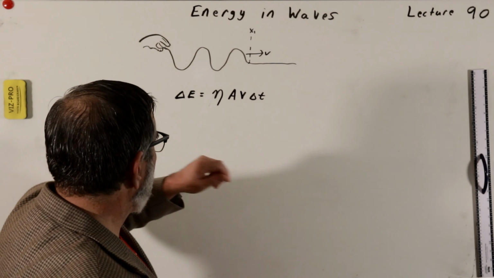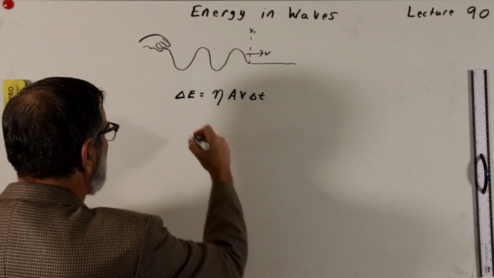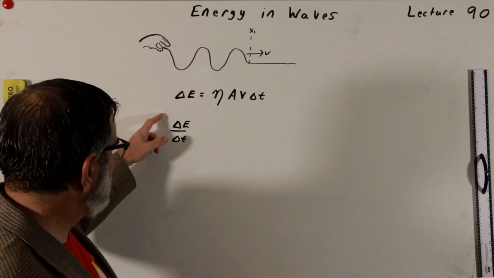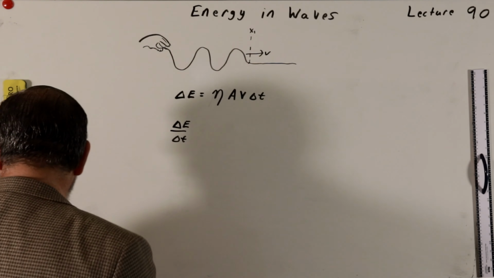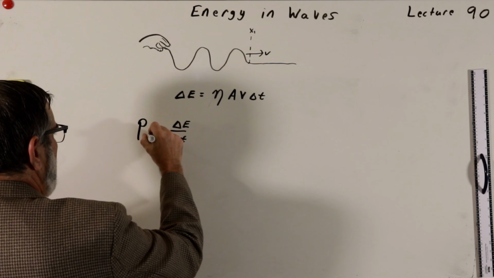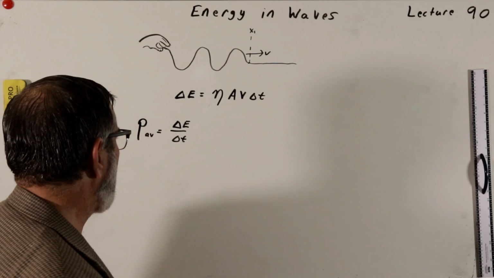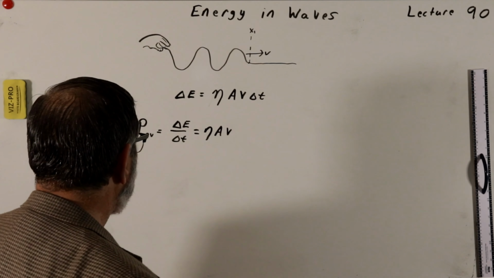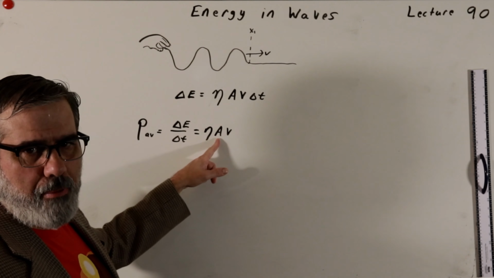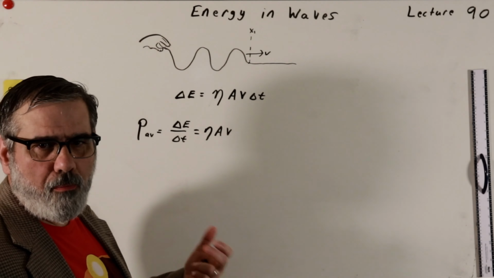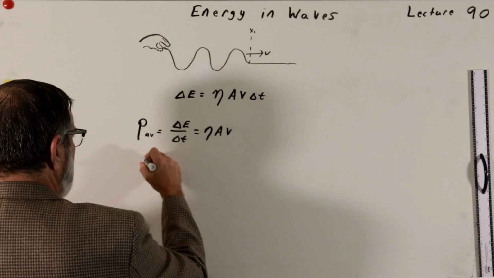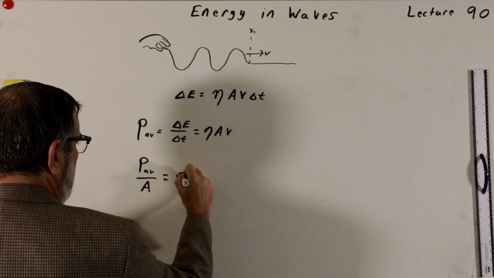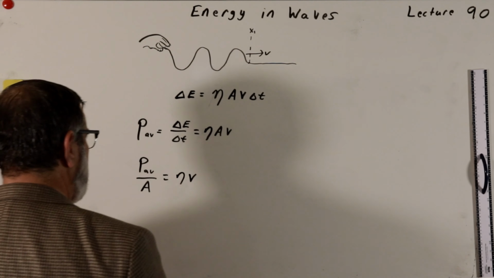What I want to do now is divide both sides by delta t, because delta E over delta t is energy per unit time. What do we call energy per unit time? Power, and specifically, it's the average power. So that will be equal to eta times A times the wave velocity v. If I divide this power by area, now I have a measure of power per unit area. So I'll take P average divided by the area, and that is going to be equal to eta times v.